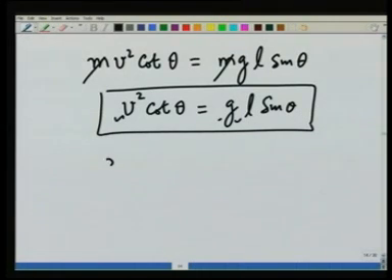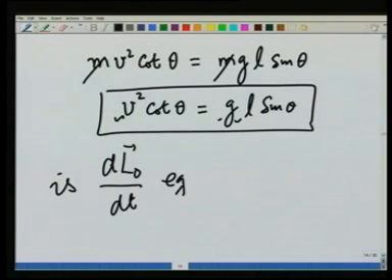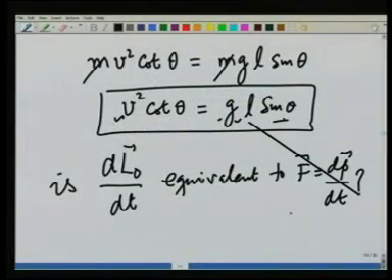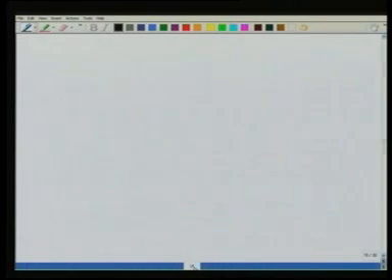So, again I raise the question, is dL/dt equivalent to F equals dp/dt? The answer seems to be no, because the only thing I am getting from here is the angle theta, whereas F equals dp/dt also gives me the tension. Let us see that, and then we will understand it better.